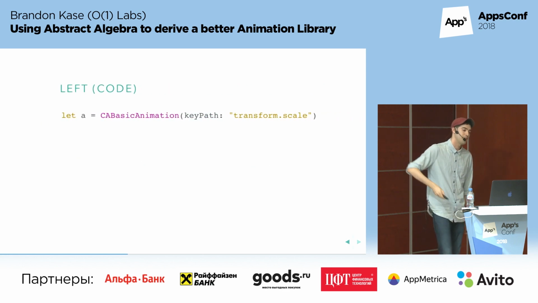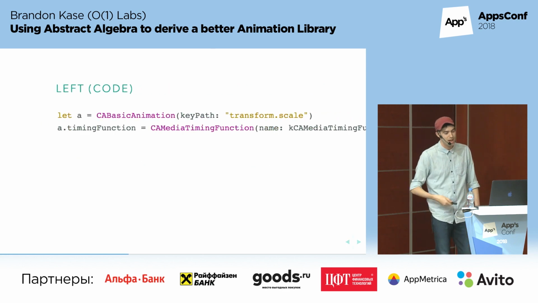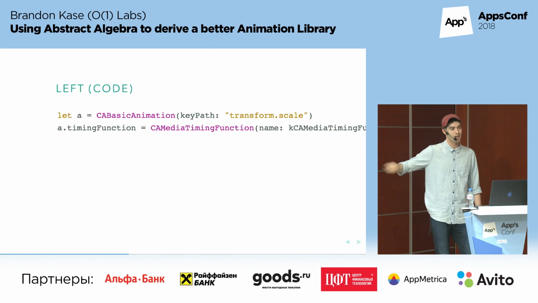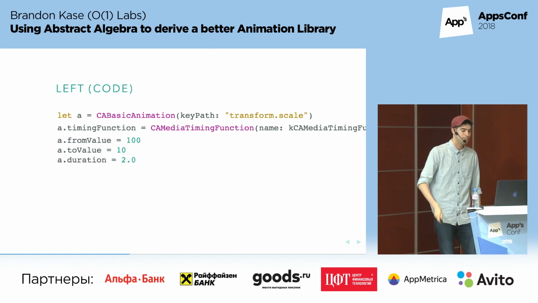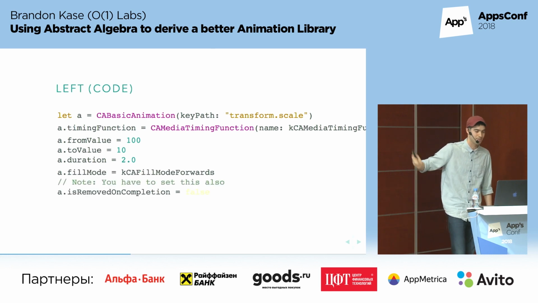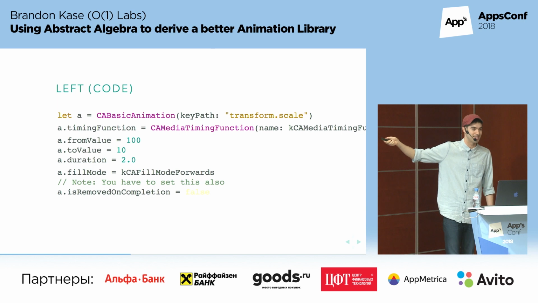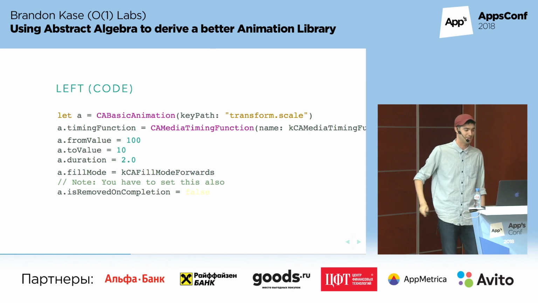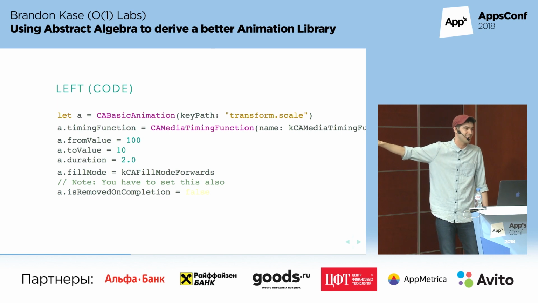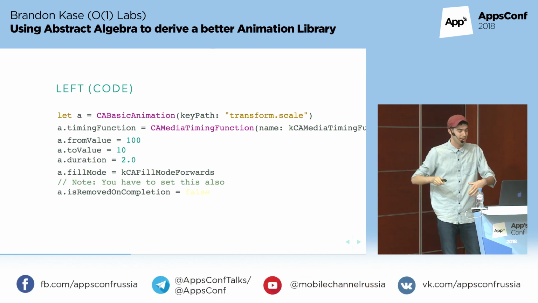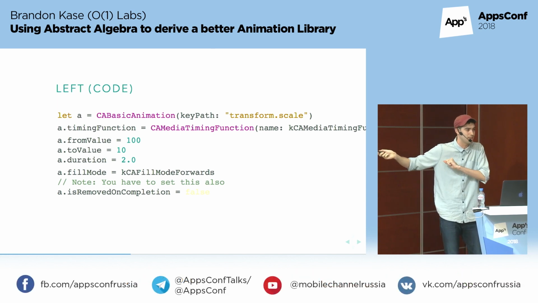All right, we make a CABasicAnimation. We set the timing function. There's a constant for what we need. That's great. We can set from to a duration. Okay, and then we also have this extra stuff. Yeah, that's yellow, and it's hard to see. That was not the point. It's an accident, but it doesn't matter. The point is, there's this extra stuff we have to stick on the end.